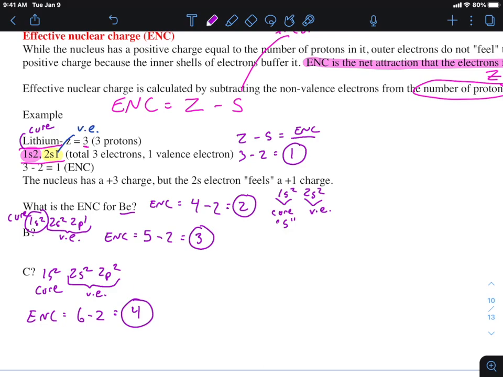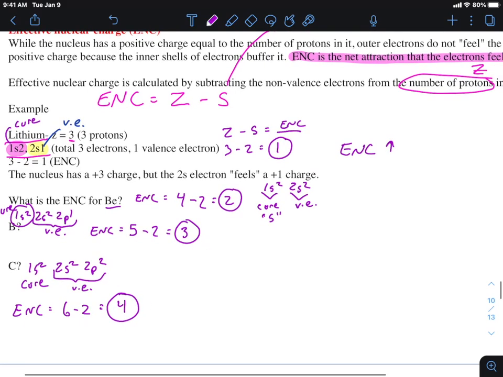Quite clearly we are establishing a trend. What's the trend? Going up by 1. Yes, effective nuclear charge goes up by 1 from left to right. So ENC increases from left to right.